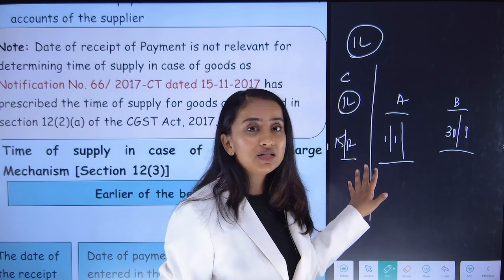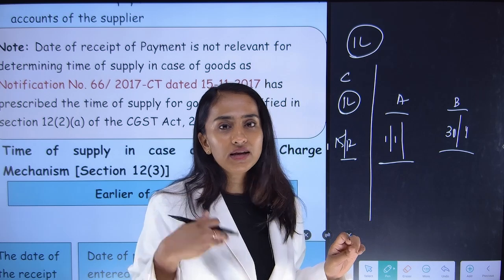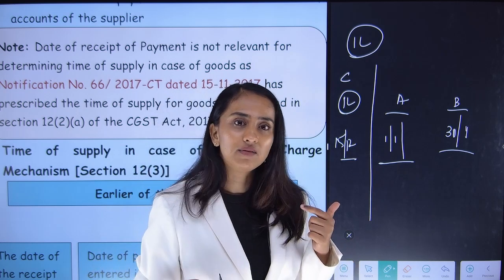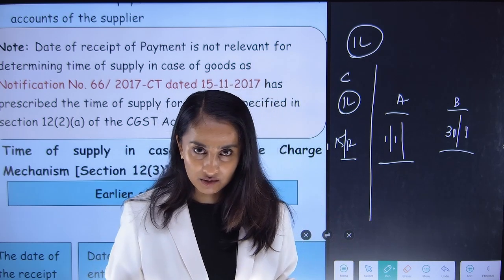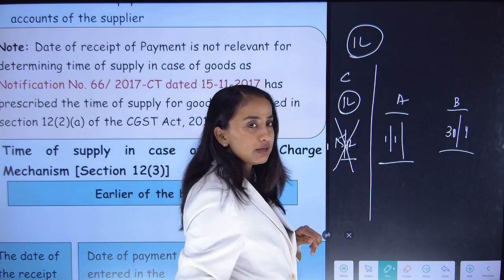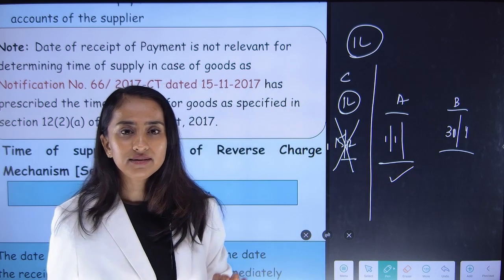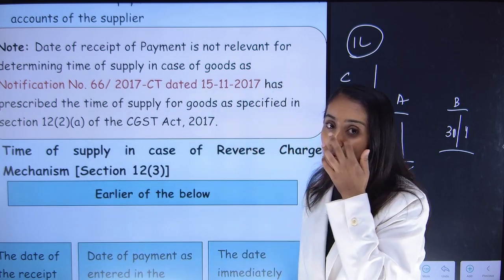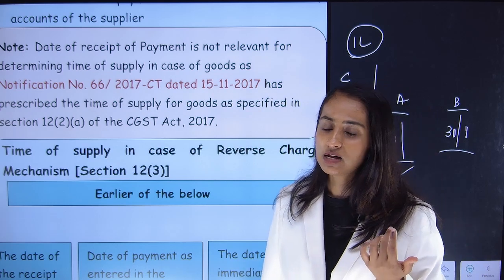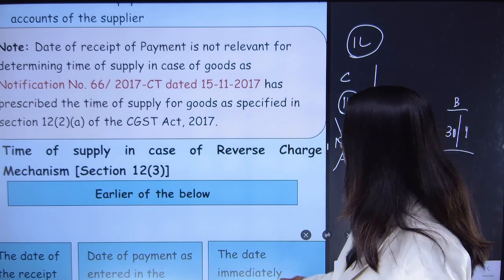But the same condition, if you receive for services: I gave you services, but before that I got some advance. Then on the date of receipt of advance, I will have to tax that and pay GST to the government. But for goods, this is not applicable. So clearly, this will not be the time of supply. Earlier of this and this will be the time of supply. Am I clear? Yes. Please pay attention to this point, because for sure you will get one question out of this. Either they will ask you to compute time of supply for goods or time of supply for services.